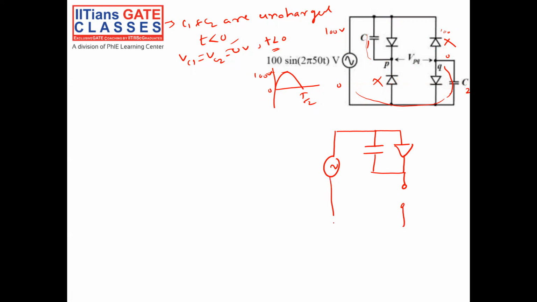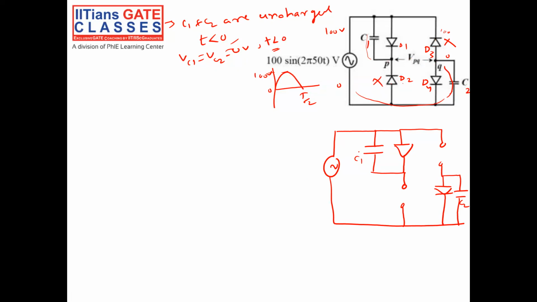Similarly, the upper diode is also reverse biased, so it will be like an open circuit. The below diode I don't know. Now there is a capacitor here, C2, and this is C1. In the positive half cycle, suppose these diodes are D1, D2, D3, D4. In the positive half cycle, D2 and D3 are off. Off means they are open circuit.